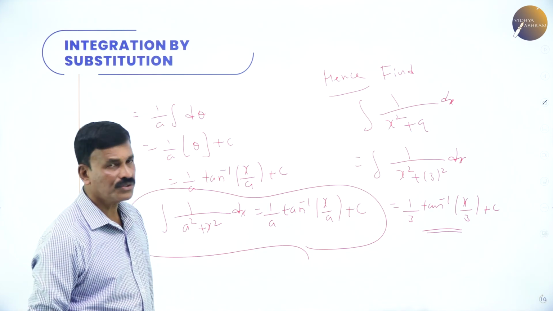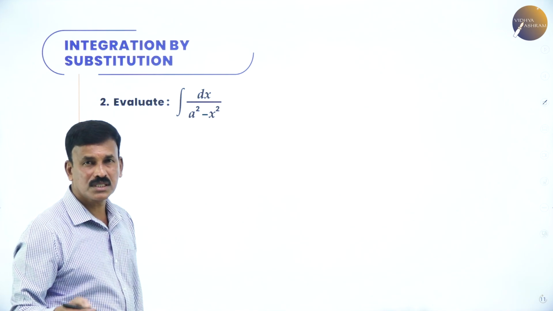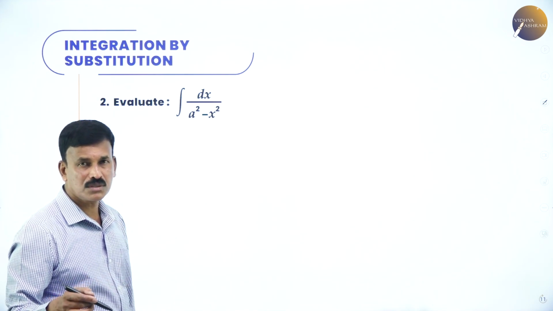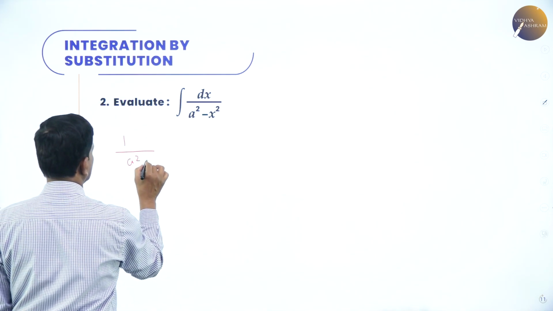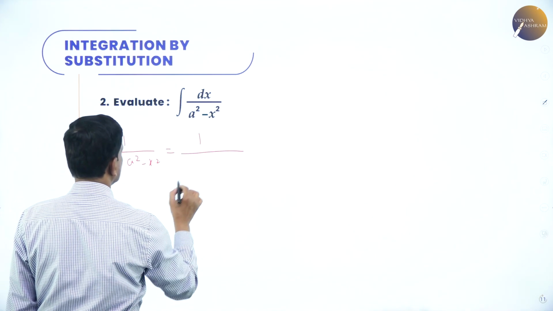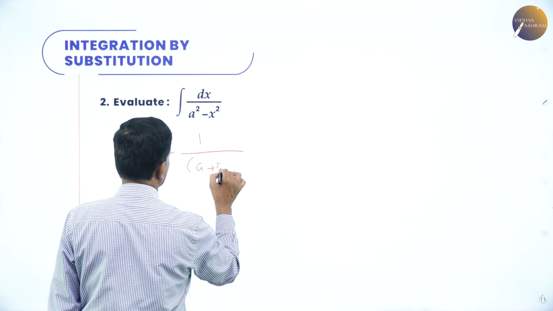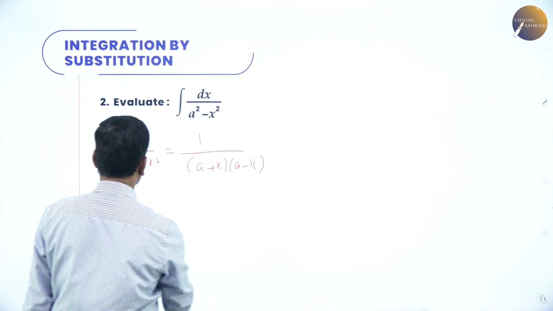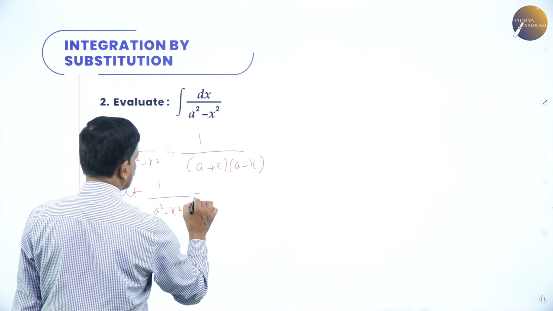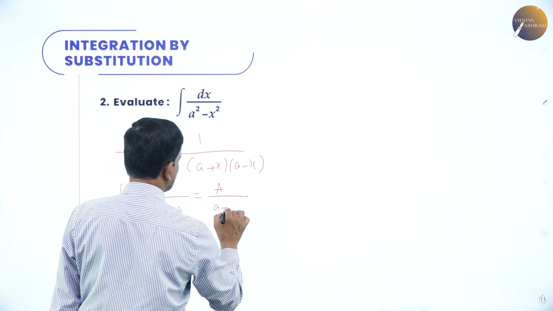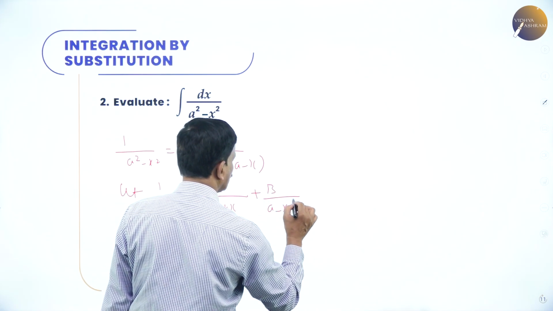Okay. Now move on to the next one, the second one. 1 over a square minus x square, or x square minus a square. These two problems can be solved by the method of partial fractions. Now 1 over a square minus x square can also be written as, what is the formula? This is a square minus b square, which is a plus b into a minus b. Now divide this. Let 1 over a square minus x square be written as A by the first factor, a plus x, plus B by the second factor, a minus x.